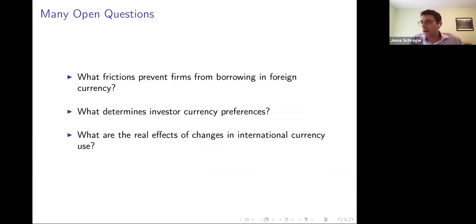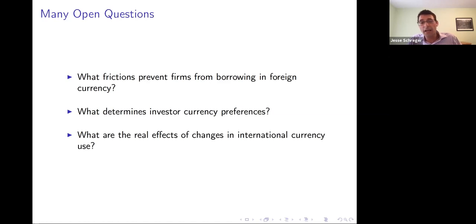And so I want to end very shortly here to make sure that there's plenty of time for questions, but I do think there are some big research questions still out there. We showed evidence of this size-dependent friction. It looks like a fixed cost of borrowing in foreign currency, but what is it? What is actually driving this size-dependent selection of firms into borrowing in foreign currency? What is it that would actually prevent a firm from tapping international capital markets? What's going to determine investor currency preferences? What is it about the dollar that makes it the exception to this investor home currency bias?